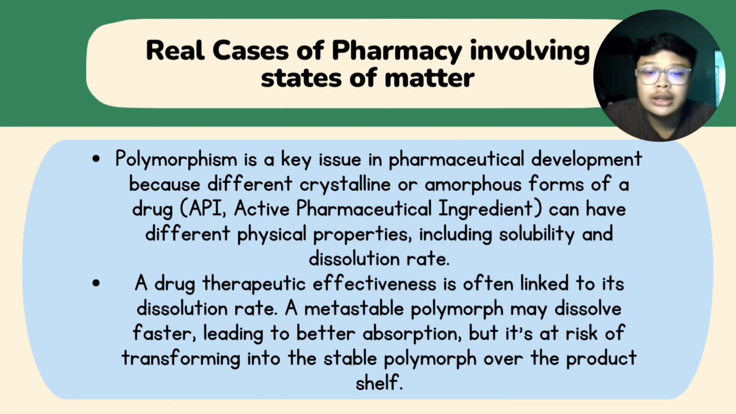Polymorphism is a key issue in pharmaceutical development because different crystalline or amorphous forms of a drug's API, which is the active pharmaceutical ingredient, can have different physical properties, including solubility and dissolution rate. A drug's therapeutic effectiveness is often linked to its dissolution rate. A metastable polymorph may dissolve faster, leading to better absorption, but it's at risk of transforming into the stable polymorph over the product shelf life.